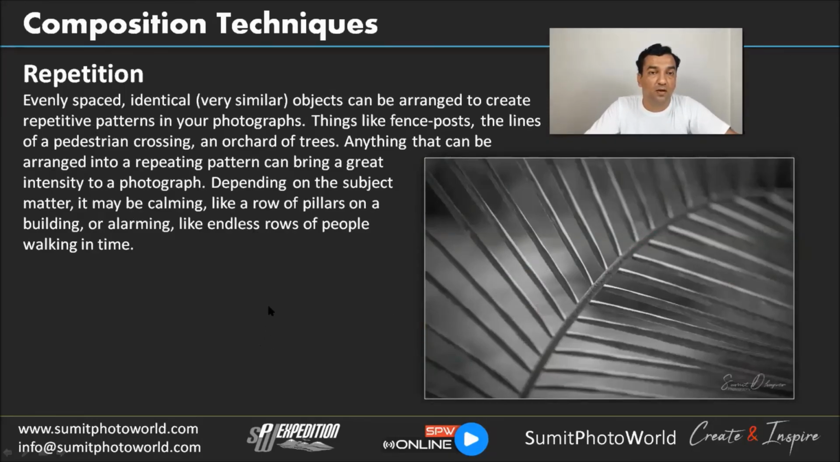Repetition. Evenly spaced, identical, very similar objects can be arranged to create repetitive patterns in your photographs. So when you find an array of objects or elements that look very similar, we can create a very good repetitive pattern. Like here, I found this tree plant, where the leaves have these lines, and it's creating a very good repetitive pattern.